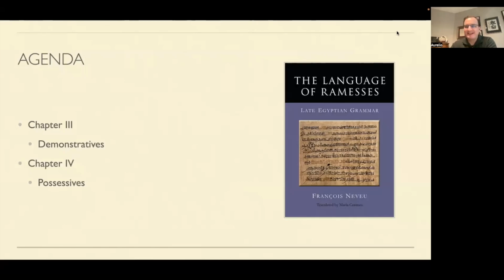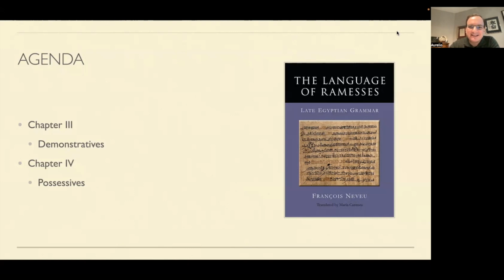All right. Welcome, everybody, to session, I don't know which session anymore, actually. I lost count, but it's going to be about chapters 3 and 4 of the Language of Ramesses, namely demonstratives and possessive pronouns. And we had both of those before in our essentials intro sections. So the grammar itself is essentially a recap, but the example sentences that Neveu picked are pretty complex.